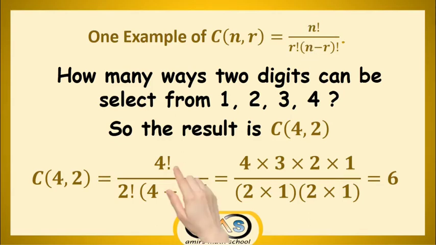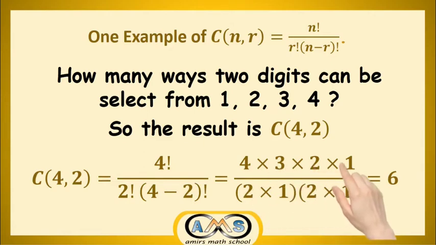Now, for 4 factorial, we can write 4 into 3 into 2 into 1. For 2 factorial, we can write 2 into 1. And for 4 minus 2, that is again 2 factorial, which is 2 into 1. After simplification, we get the value 6. So the value of C(4, 2) is equal to 6. So we can say there are 6 ways to select 2 digits from these 4 digits.